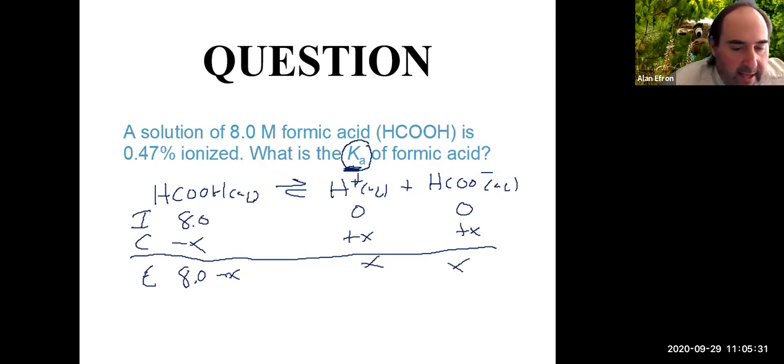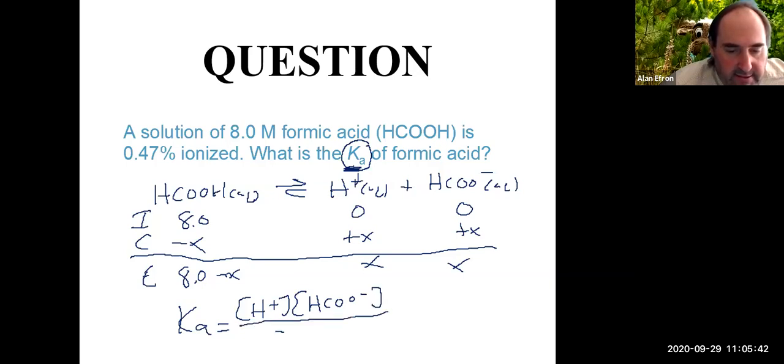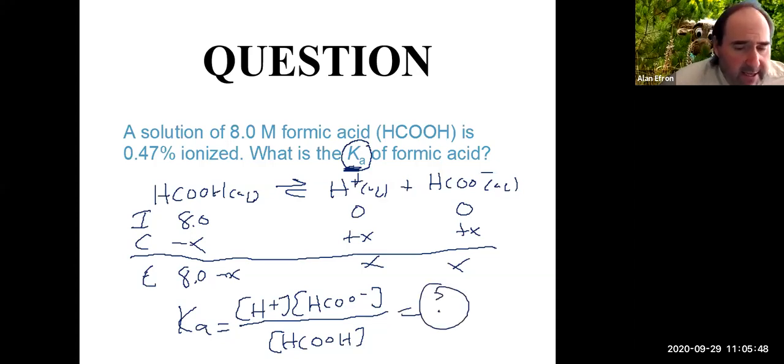Now we could write our Ka expression here, which would be our H plus and our HCOO minus divided by our HCOOH. And that equals, I'm not sure, because that's what we're looking for in this particular case. So we normally would just take all these guys and put it into here and try to solve for X. But in this case, we don't know what all these guys are.